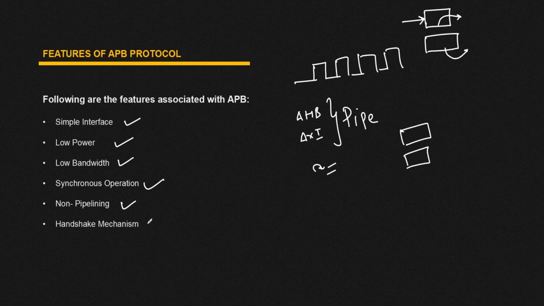So it is non-pipelining. Now, it has a handshaking mechanism. So what is a handshaking mechanism? We will see in detail later, whenever we look at the ready signal and all that. But handshaking mechanism means it is waiting for some acknowledgement. If it is not getting the acknowledgement, it will not transfer the data. So handshaking is nothing but waiting for a certain acknowledgement. If we receive the acknowledgement, then we can proceed with the data transfer. These are all features of your APB protocol.